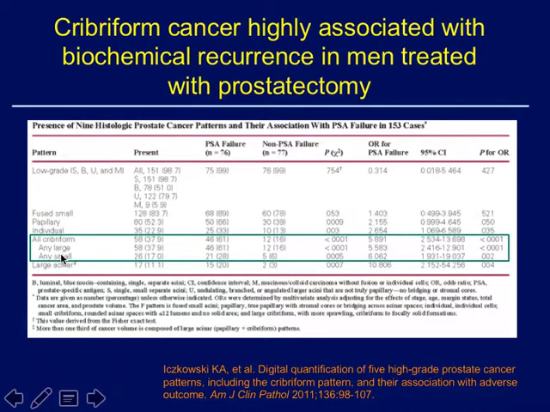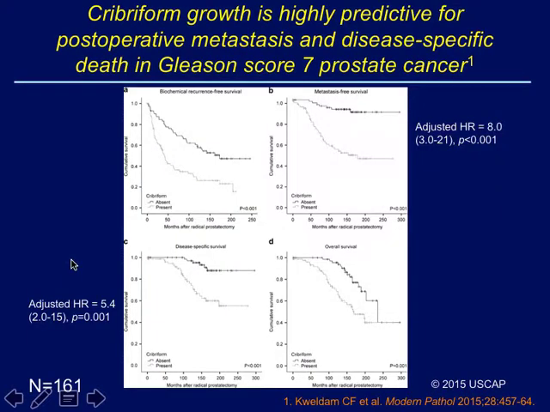And it didn't matter how big or how small the cribriform nests were. They were equally bad. And so breaking it down into small versus large made no sense whatsoever, at least in our opinion. Another study, probably a better study.